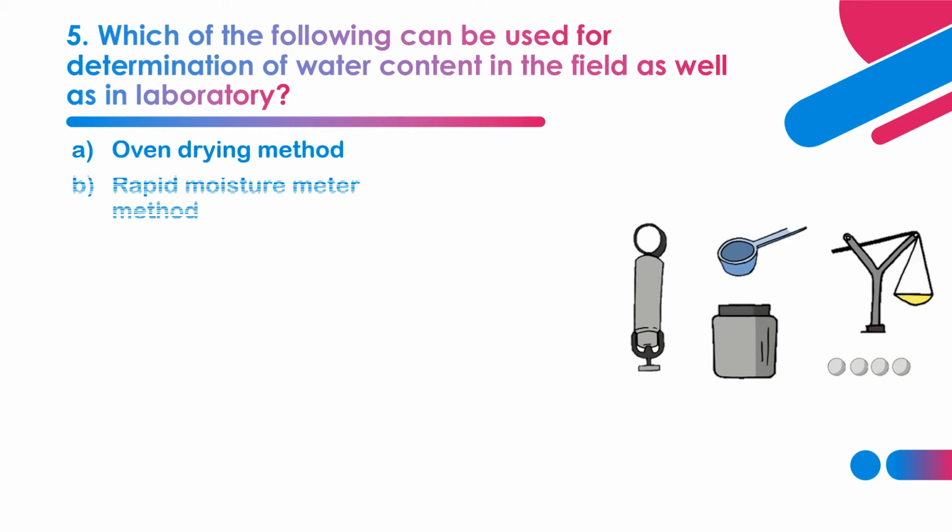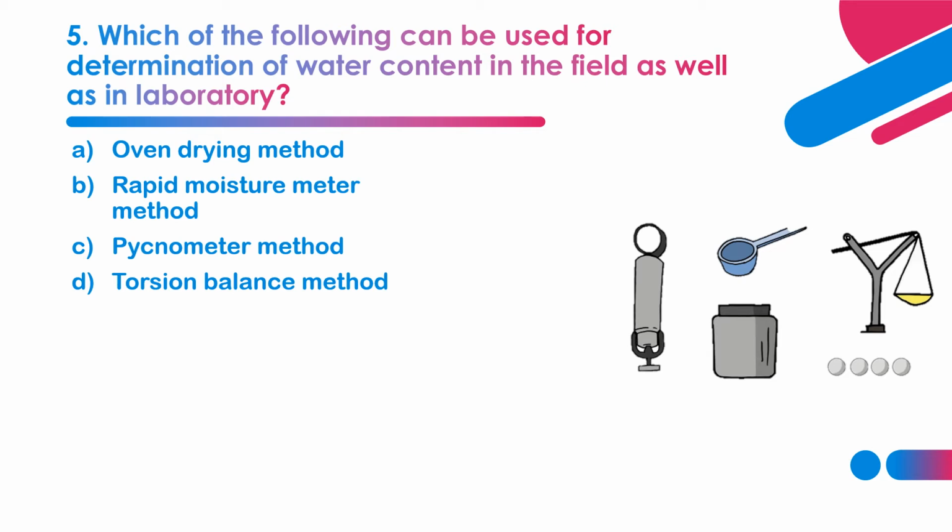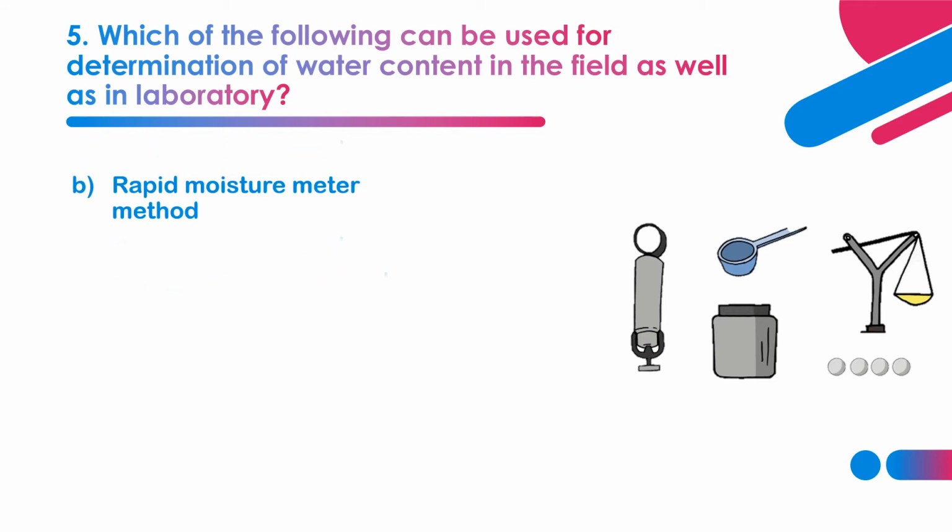Option A, oven drying method. Option B, rapid moisture meter method. Option C, pycnometer method. Option D, torsion balance method. Your time starts now. Just think about it. Correct option is option B, rapid moisture meter method, and we can call this the calcium carbide method also.